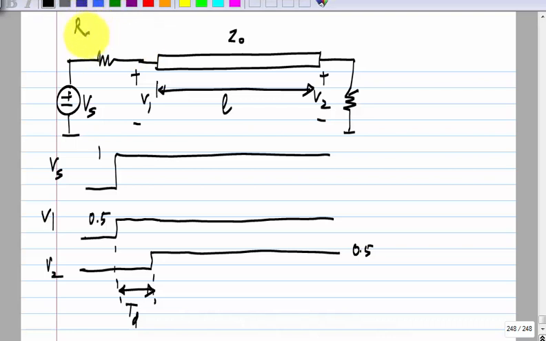So let's say I'll assume that RS is more than Z0, RL is more than Z0, and RS equals RL, just for the sake of taking some example. What do you think will happen now? So initially V1 will jump to something less than half, right? And then V2, what will happen?